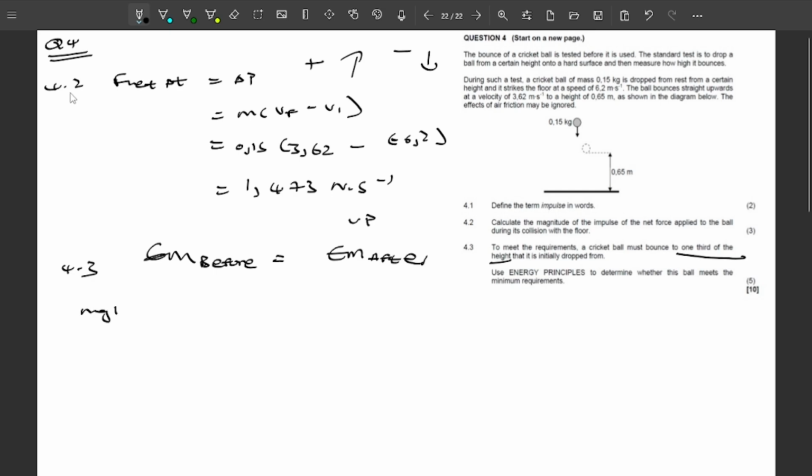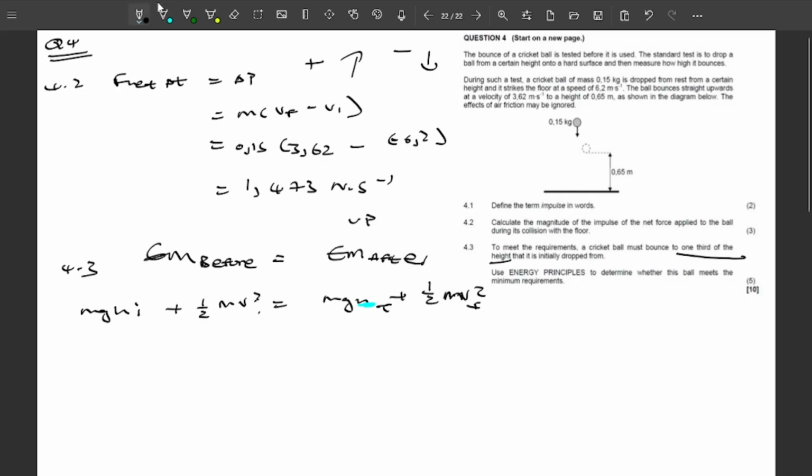So mgh plus 1 over 2 mv squared is equal to mgh plus 1 over 2 mv squared, before and after. They want the height. Since they want the height, this is the initial, this is the final. They want the height, which is this part here. Let me use the blue marker. They want the height which the ball must reach, right?